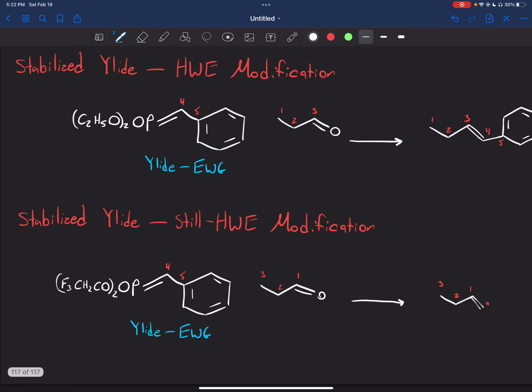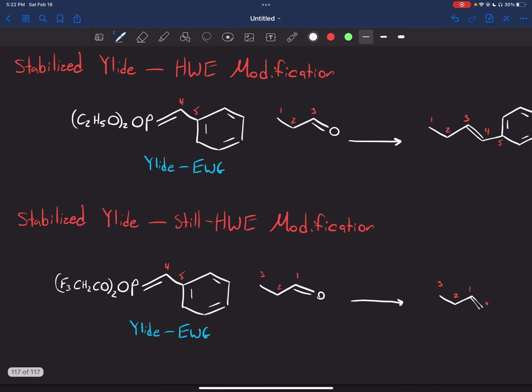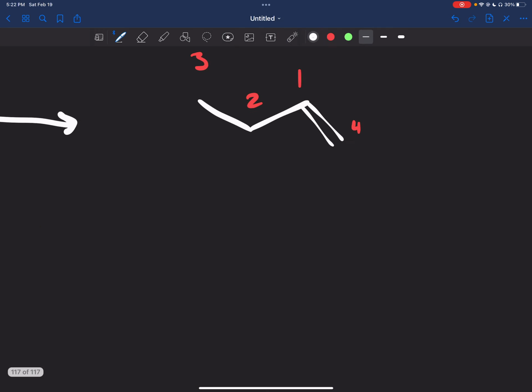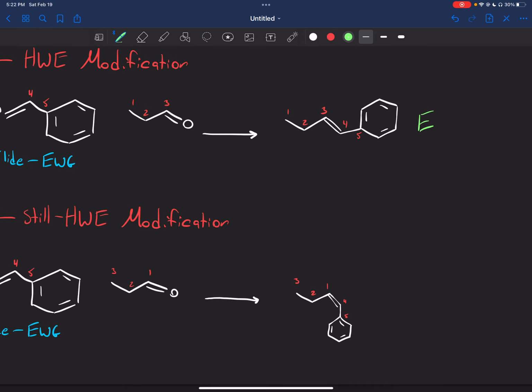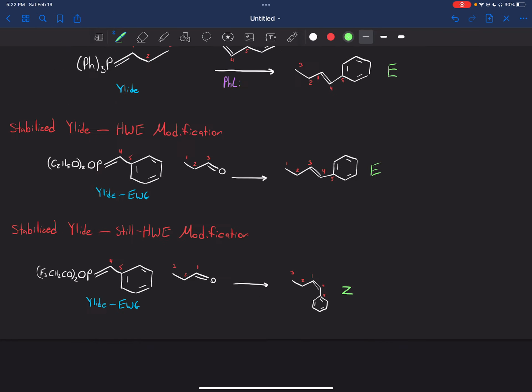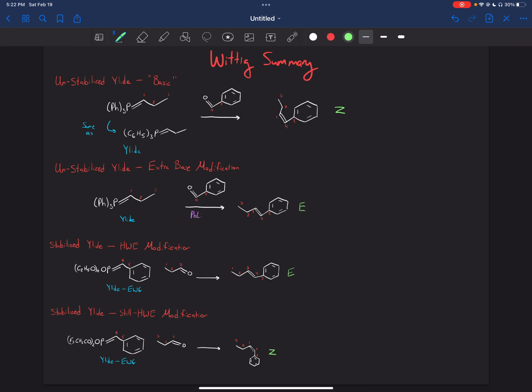And in this case, instead of the E isomer, we get the Z isomer. So 5 would be coming down, and we get the rest of the benzene. So Z is the major product here. So that's the summary of the 4 types of Wittig reactions.